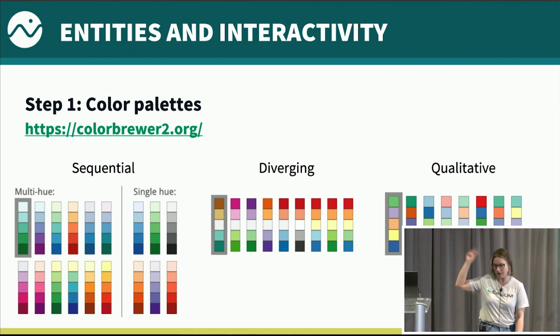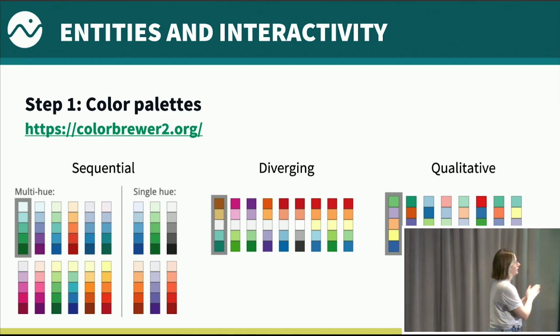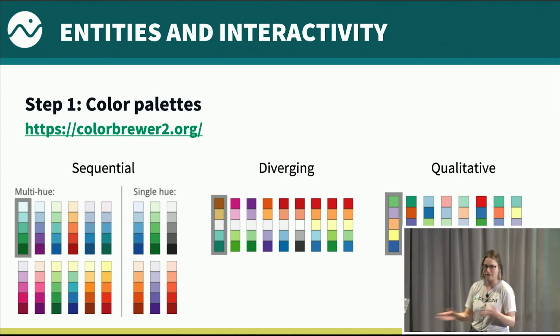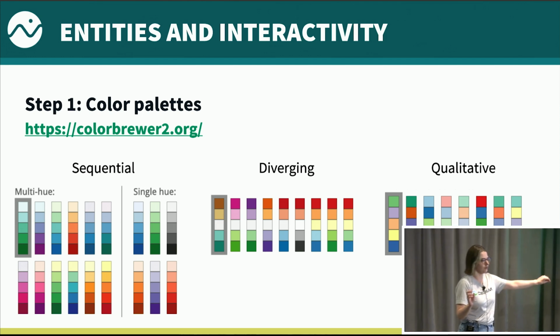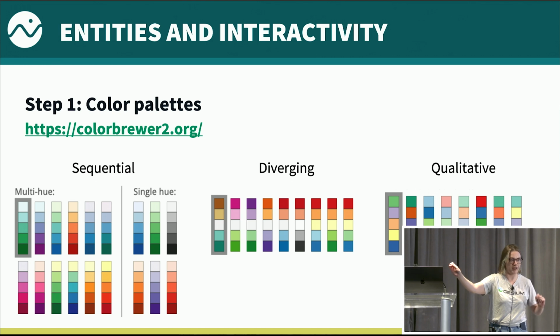So first is sequential. That is really good for when you're saying, hey, I'm interested in a data value that goes from 0 to 100. So say I'm interested in the percent of the population that does X. Sequential is a really good way to show that. So areas where it's a low population, you use a light color of the palette. Areas where it's a high population, you use the dark color of the palette. Either extreme, right?